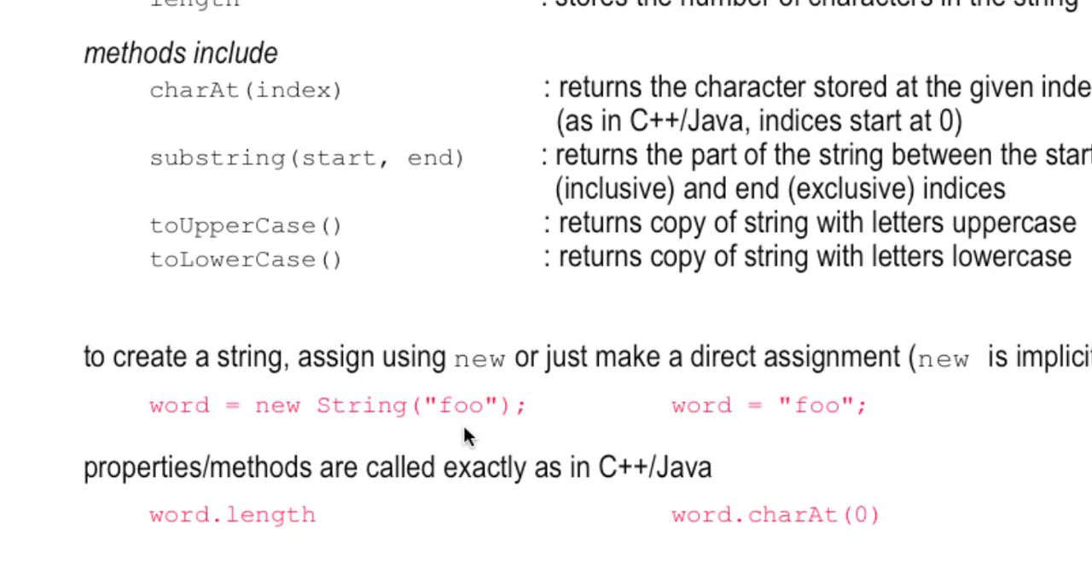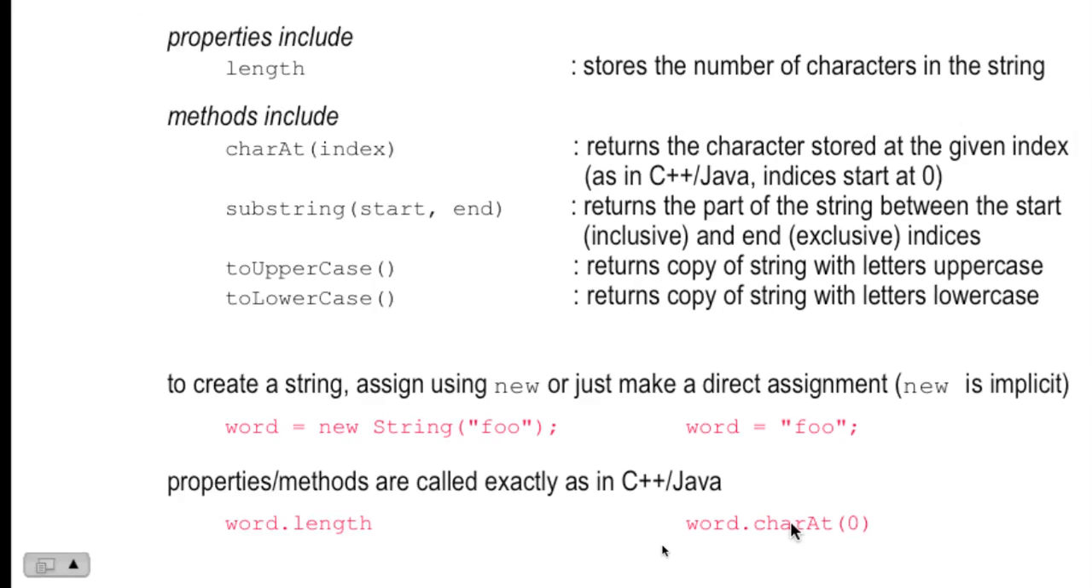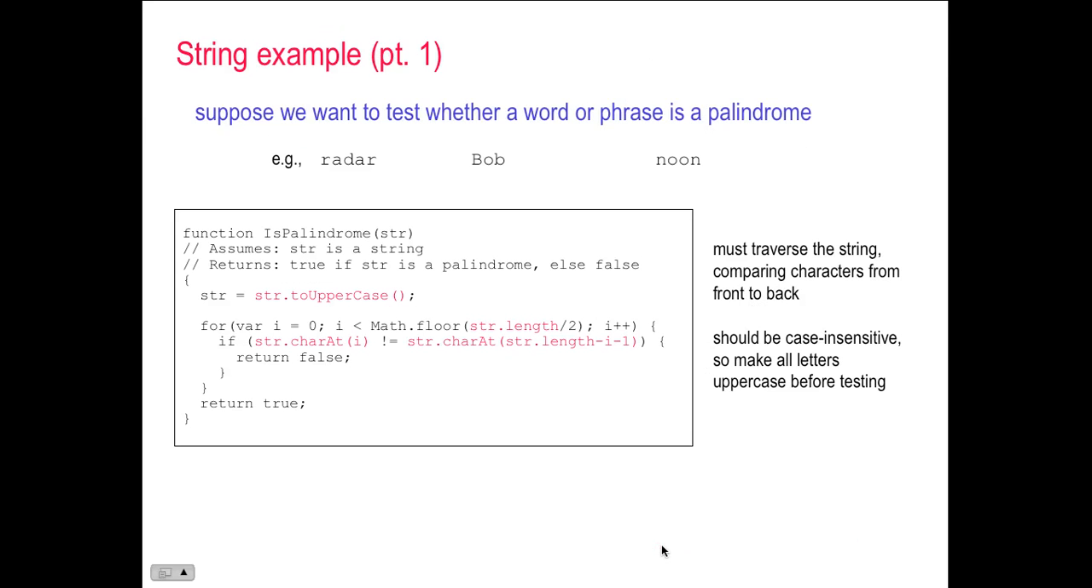So properties and methods are called explicitly. So we can say word.length, same thing as with the Math.sqrt, word.charAt. So we can call them explicitly, and we can get the method implications that occur.